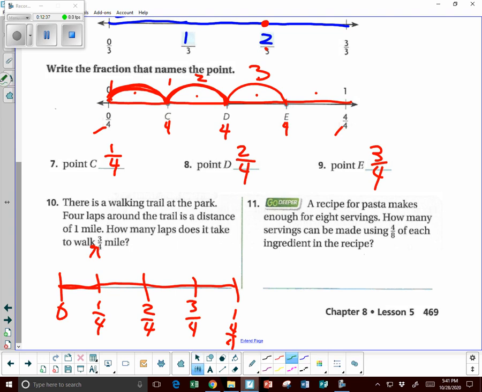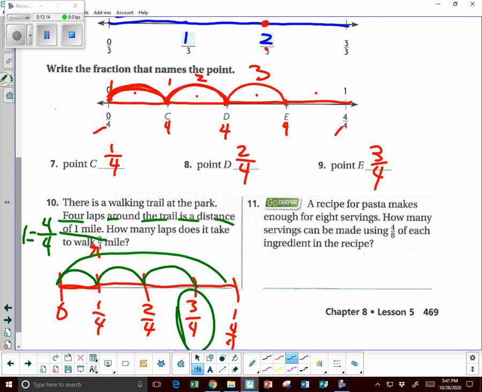Now, this is 1 lap, because it says there are 4 laps around the trail for a distance of 1 mile. So this is like going 1 whole mile. But we're only going to do 3/4 of a mile. So if it takes 4 laps to do 1 mile, how many laps would you do to do 3/4? Well, there is 1 lap around the track, 2 laps, 3 laps, and that's where we got to 3/4. It would take 3 laps.